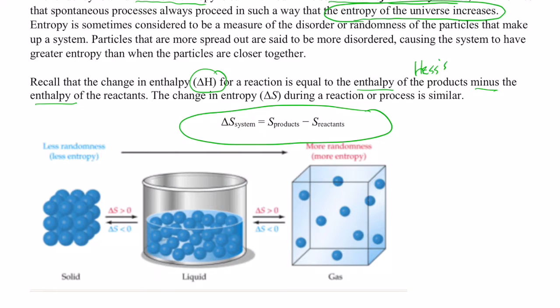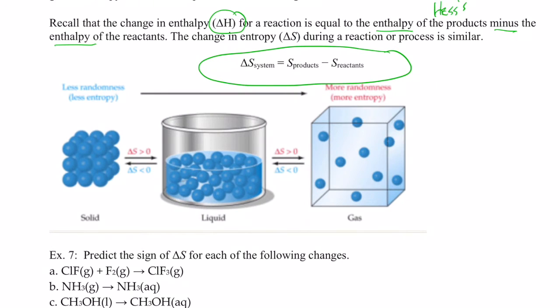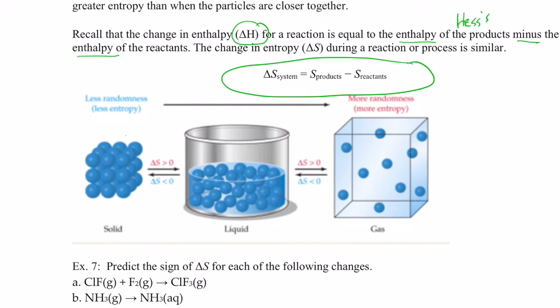And you will see there are some data tables that will actually list the entropy or randomness of certain substances at what we call standard thermodynamic temperature and pressure, which is 25 degrees Celsius and 1 atmosphere of pressure. So if we take a look at this picture here, look at how organized a solid is.